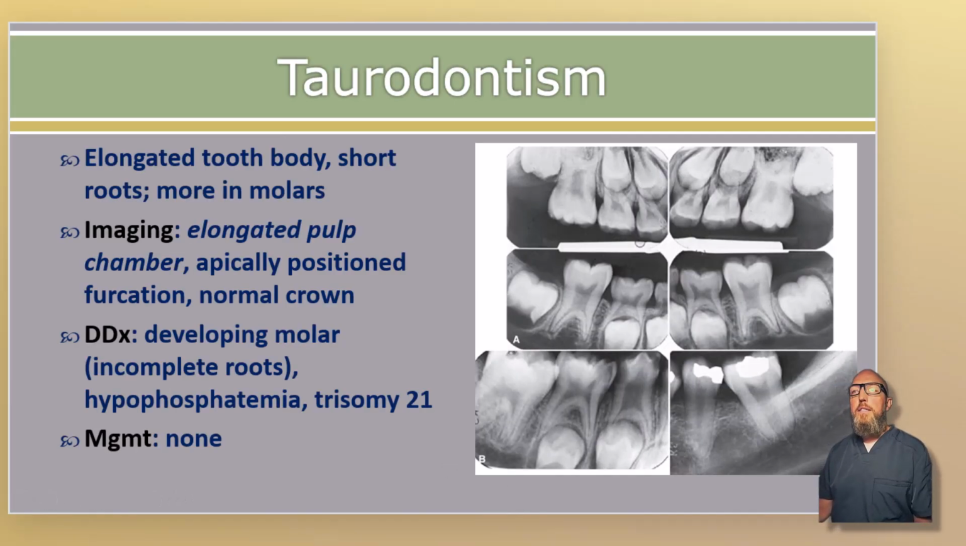And taurodontism, this is just an elongated tooth body with short roots. It occurs more in molars. The big thing that stands out to me is the elongated pulp chamber, as you see here. Usually it should constrict as you get canals that come apical to the pulp chamber. But the pulp chamber is really elongated. The tooth trunk is elongated. And so this can happen with some frequency. There are a couple conditions it could be associated with: hypophosphatemia, trisomy 21. And typically there's nothing you need to do about these. It's just an altered morphology of the tooth.